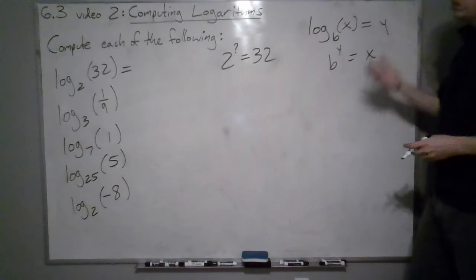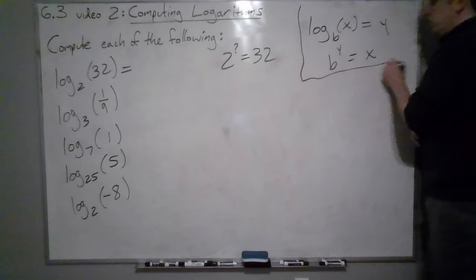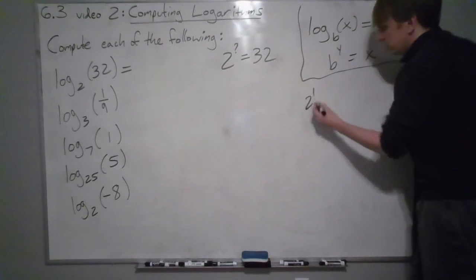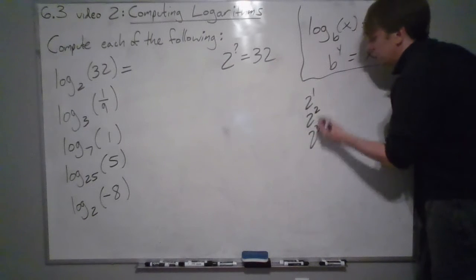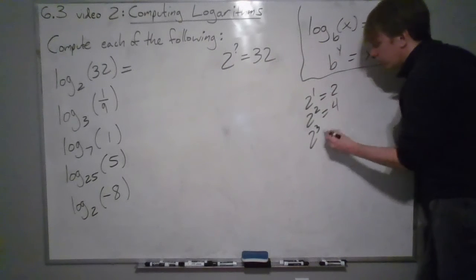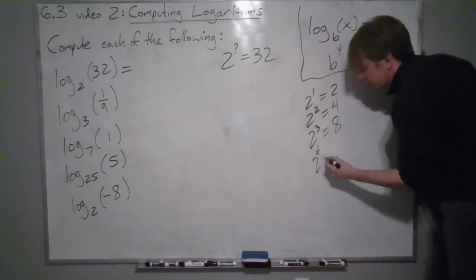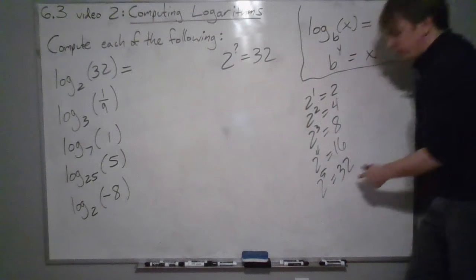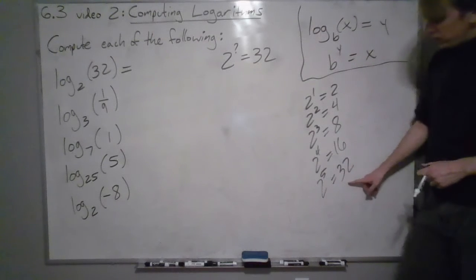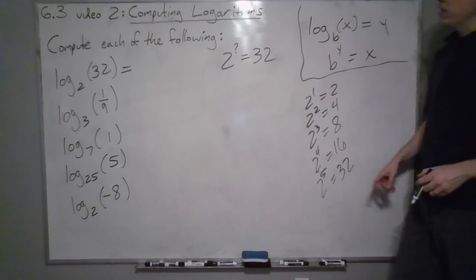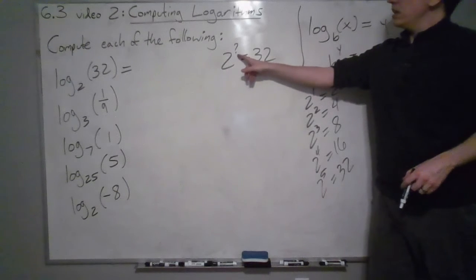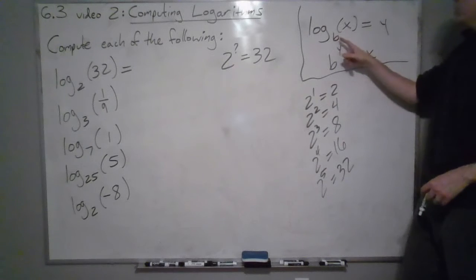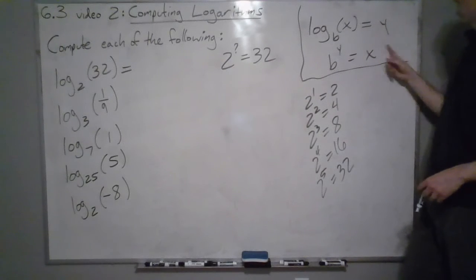And then we just have to check powers of 2. If 32 is a power of 2, I just have to figure out which power it is. 2 to the first, 2 to the second, 2 to the third. This is 2, and 4, and 8, and 16. I found it. Okay, so the 32 is a power of 2, specifically it's 2 to the 5th. So the missing exponent is 5. And so again, if this y is 5, that means log base 2 of 32, the answer is 5.